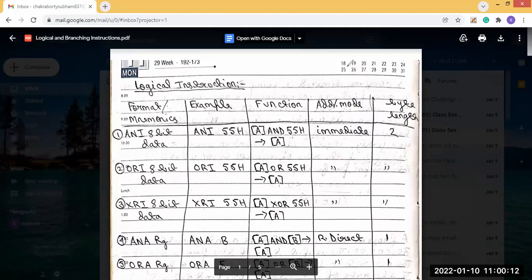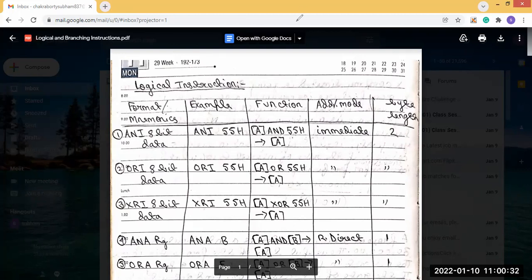If the instruction is given, then you should keep these things in mind: what function it is performing, what the addressing mode is, and what the byte length is. You will be able to say that just by seeing the command.